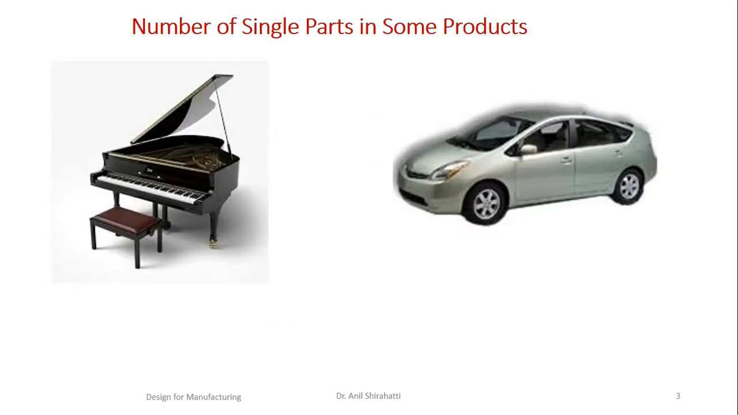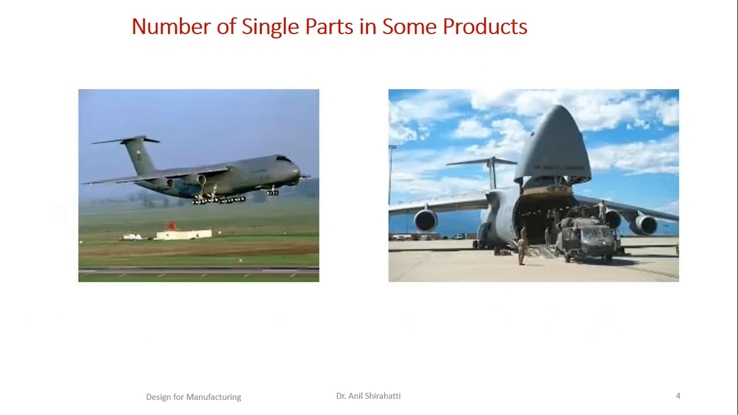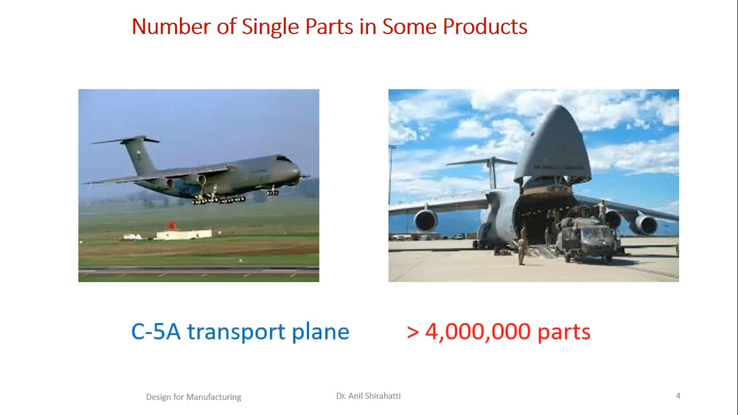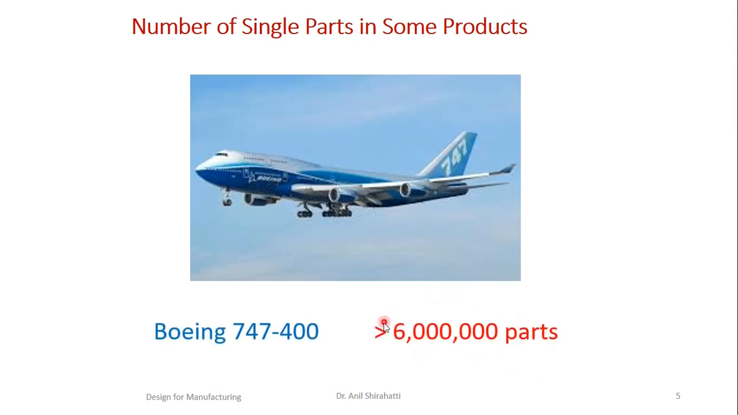So this is an example of how many single parts go into a product. In a single piano there are more than 12,000 single parts, but if you go to the automobile there are more than 15,000 parts. Similarly, a transport aircraft will have more than 40 lakh parts. I'm just talking about 40 lakh individual parts, so you can see the complexity. And if you go to the Boeing 747, it has more than 60 lakh individual parts.